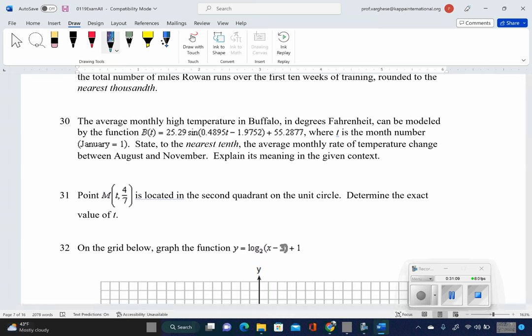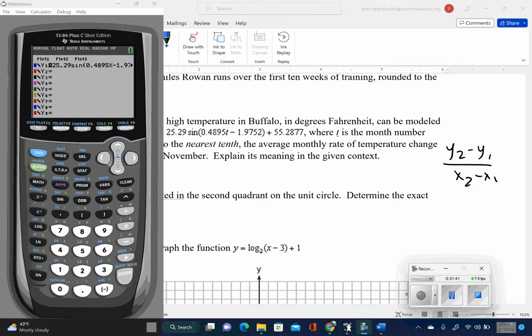The average monthly rate of temperature change between August and November. We have done this. This is our first topic that we did. So you could definitely get this one correct. Plug this whole thing into Y1. And we're doing average rate of change, where the formula for average rate of change is Y2 minus Y1 over X2 minus X1.